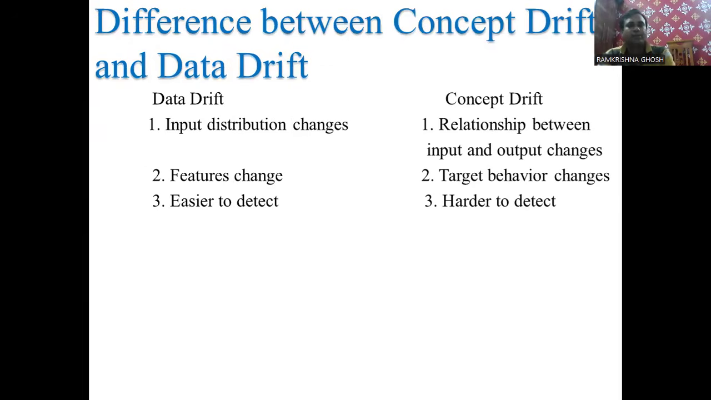Difference between concept drift and data drift. In data drift, input distribution changes. In concept drift, the relationship between input and output changes. In data drift, features change. In concept drift, target behavior changes. Data drift is easier to detect, but concept drift is harder to detect.